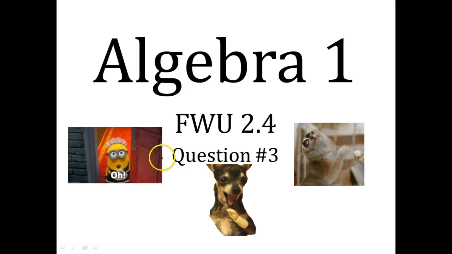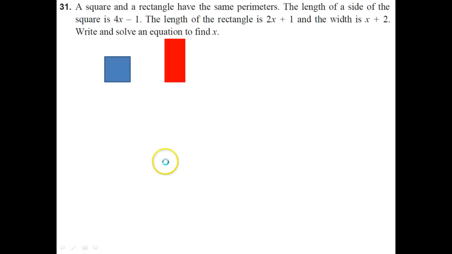Let's talk about number 3 from Formal Write-Up 2.4. So we got a square and a rectangle, and they have the same perimeters. So that sounds important. The length of a side of the square is 4x minus 1. The length of the rectangle is 2x plus 1, and the width of the rectangle is x plus 2.